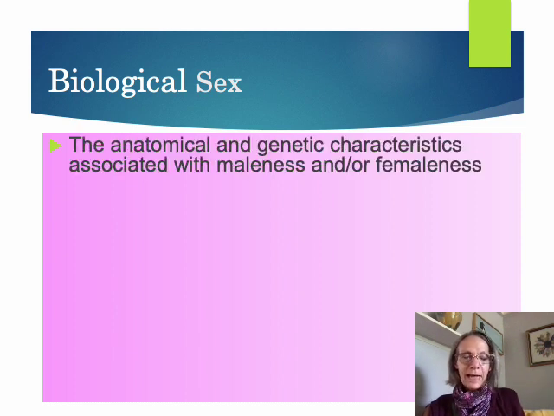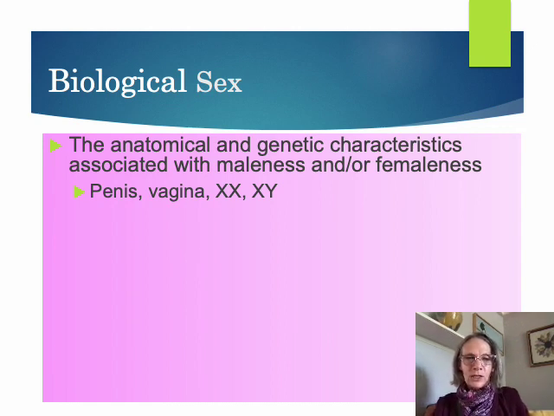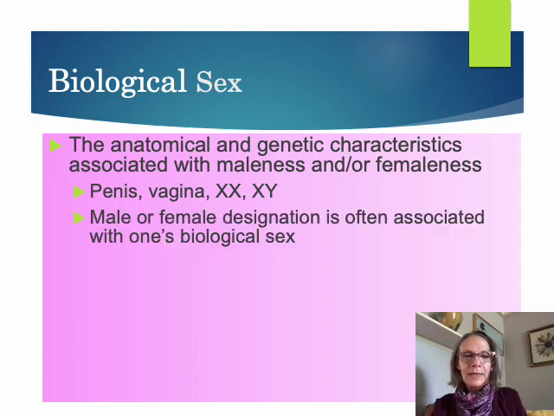Biological sex is the anatomical and genetic characteristics that are associated with the categories of maleness or femaleness. Humans are born with specific anatomy. Usually if you are XX, which is the chromosomes of a female, you are born with a vagina. If you are XY, you are born with a penis and testicles, and with XX, vagina and ovaries. That is sort of the genetic and anatomical mix.